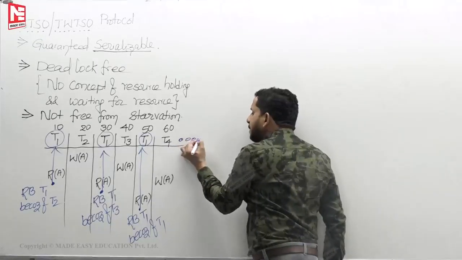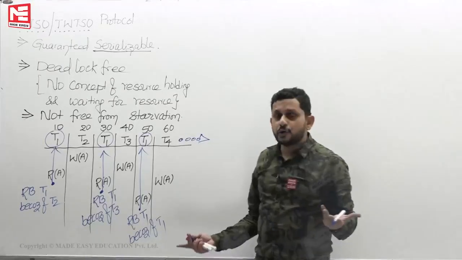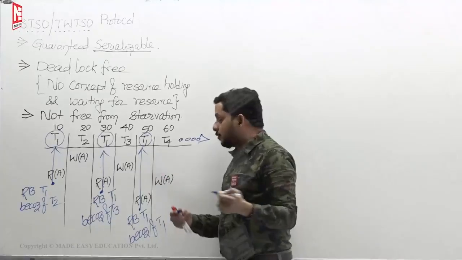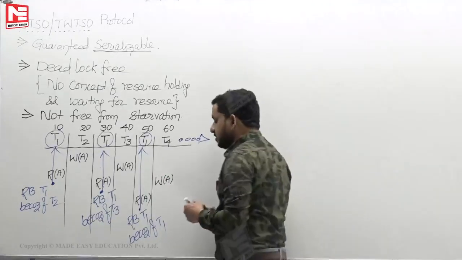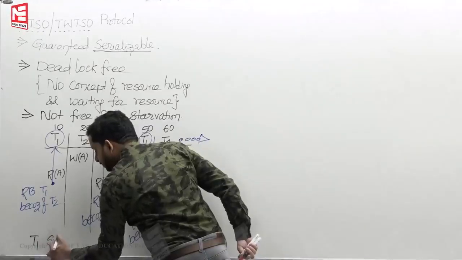This scenario can happen for an indefinite time. We don't know when T1 can proceed. Then we can say T1 is suffering from starvation. What can we conclude? T1 is suffering from starvation.